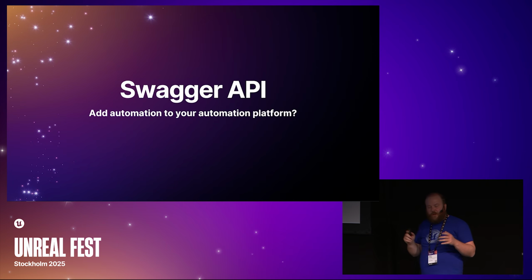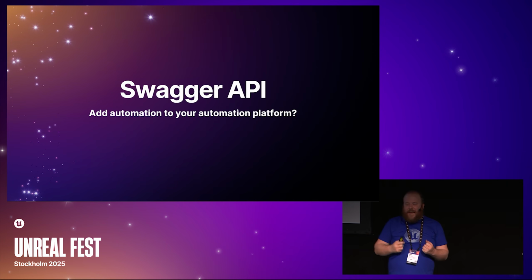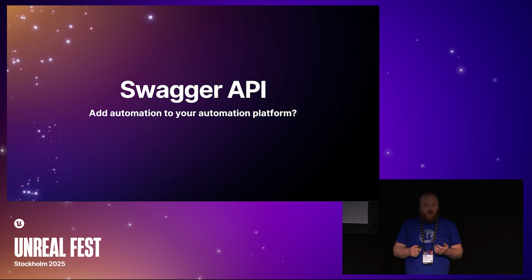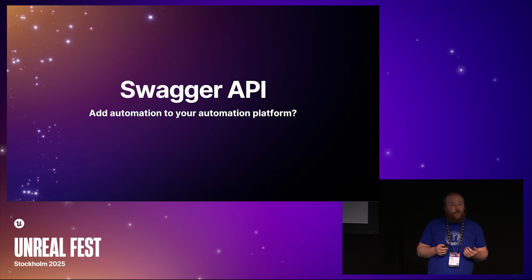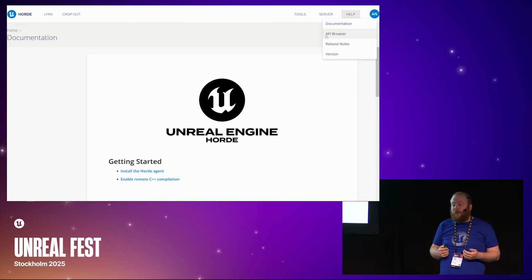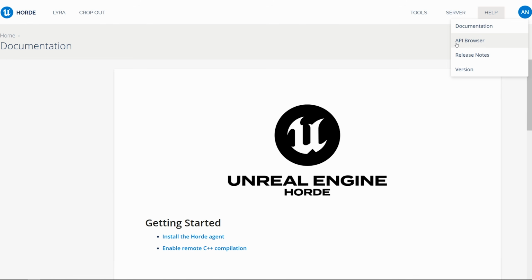Okay, really, really cool, but I wanted to end on one more subject, and that's the fact that Horde has a HTTP API that can do a lot of work for us if we want to integrate it into existing tools. Okay, this is really powerful. So you can find the Swagger definitions in the help API browser section of the Horde dash.